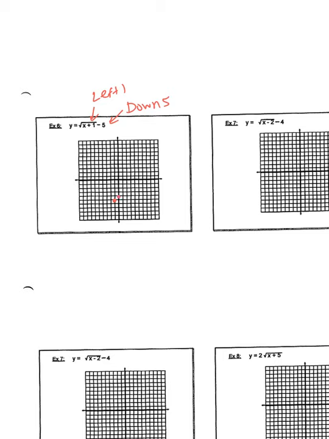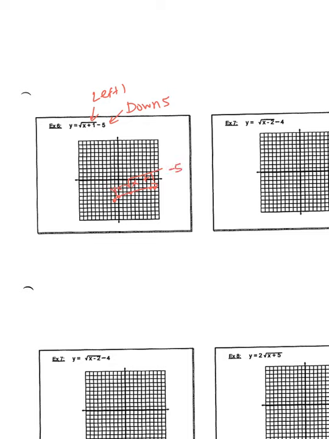Over 1 up 1, because the square root of 1 is 1. Over 4, 1, 2, 3, 4 up 2, because the square root of 4 is 2. And then from that initial point, over 9 up 3. 1, 2, 3, 4, 5, 6, 7, 8, 9 up 1, 2, 3. And that's how you do the ones that have 2 steps.